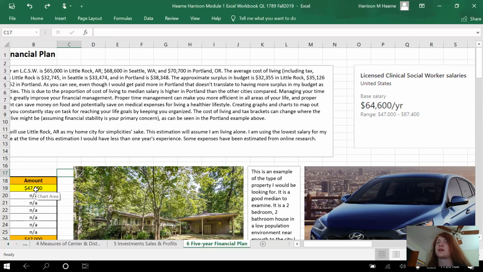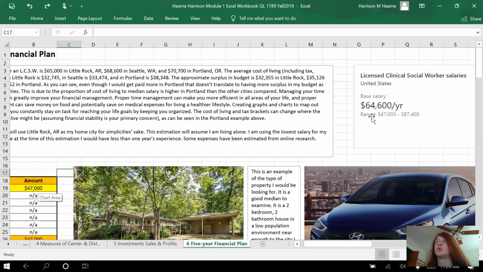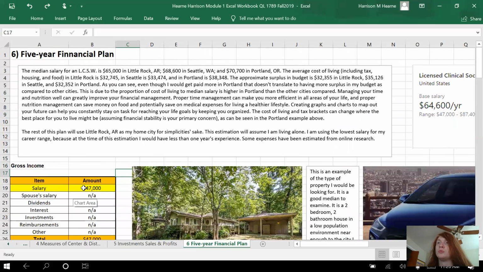like, for instance, when I enter the workforce, when I get my LCSW, I will probably be making more than $47,000 a year for my salary. But if I just say this is the lowest amount possible, and I budget and plan around having the lowest amount possible, then any extra money I have is a nice bonus instead of the opposite, which is I was counting on getting more money than I ended up getting and had to change my budget around. So for the rest of this, we will be using the $47,000 figure.